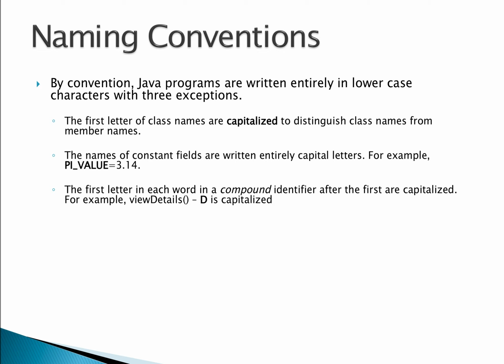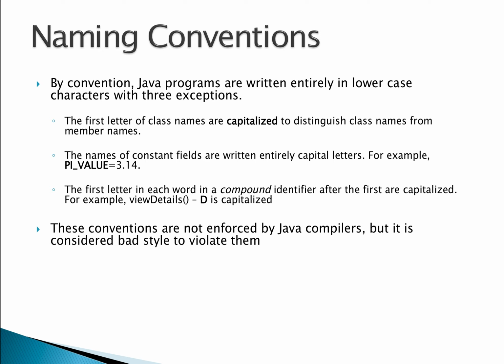Just to make it readable, on looking at it we will be able to know, okay, this is a method name, this is a class name, or this is a constant. We keep the constant fully in a capitalized format. Again, these are naming conventions, and it is not enforced by the Java compilers. So even if you don't follow these conventions, it is not going to impact.